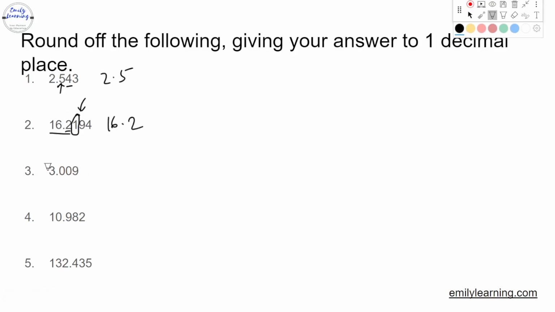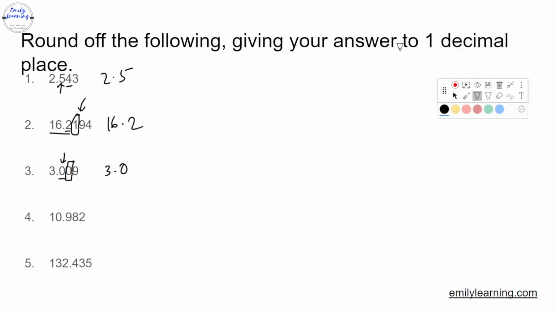Okay, next I'm going to round off 3.009 to one decimal place. So here is one decimal place, and I need to check the second decimal place to determine whether I round up or round down. Because here is 0, 0 is lesser than 5, so therefore to round it off to one decimal place, I'll write it as 3.0. Take note, because we are asked to round it off to one decimal place, 3.0 is the same as 3, but because we are rounding it off to one decimal place, you must put in the 0.0.